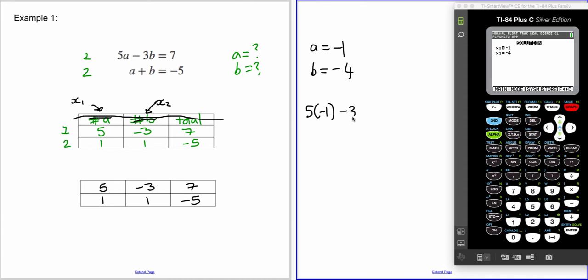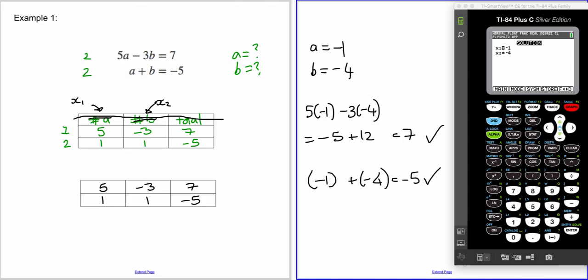Let's check that out with the equations. 5 of those, -3 of those, that's -5 plus 12, which is 7. Check. Second equation, -1 plus -4 is -5. Check. Now we're ready to go into the second problem.